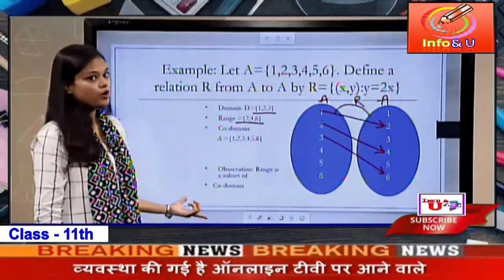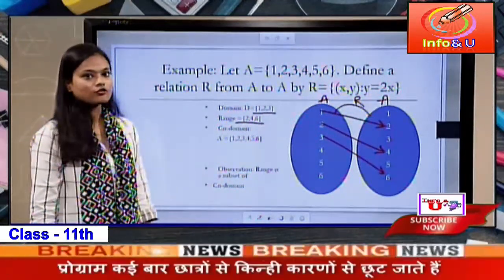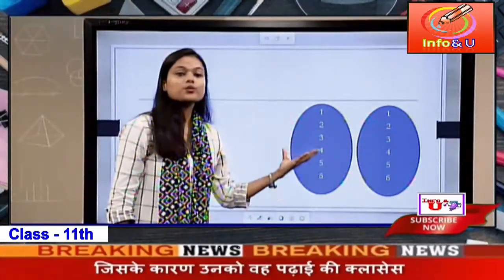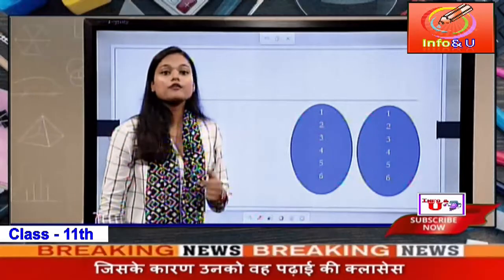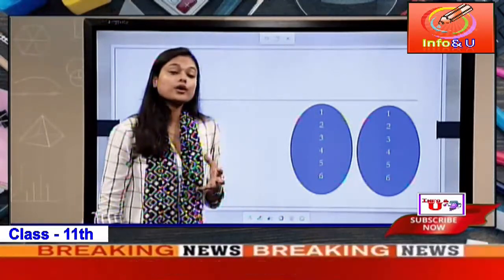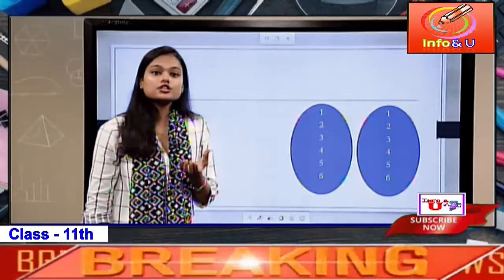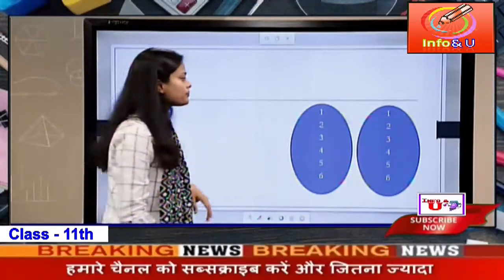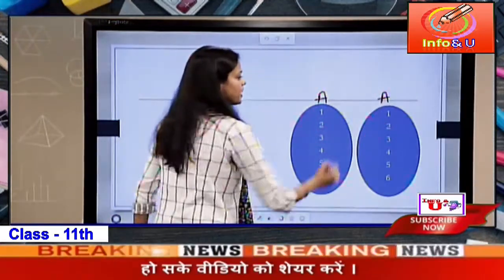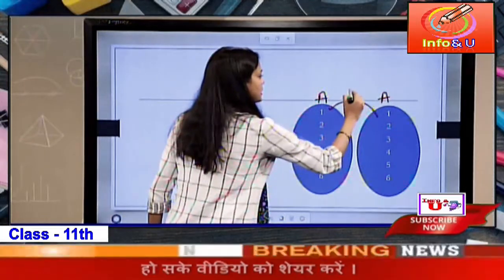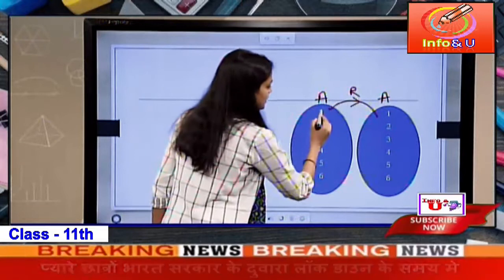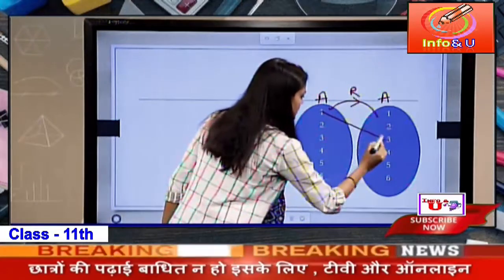Okay. Now, observation: we have already observed that range is a subset of the codomain. Now I will give you the visual representation and you have to find the relation of it. That means you have to write the relation in set builder form. Very simple. Again, these are two sets A and A. I am defining a relation R from A to A, and the arrow diagram is given like this.